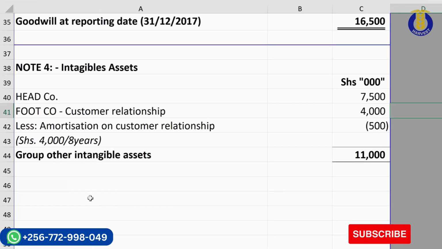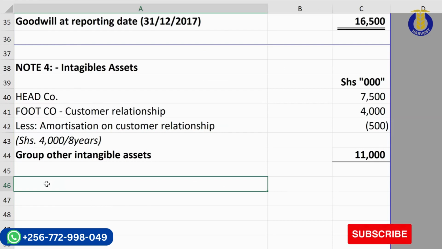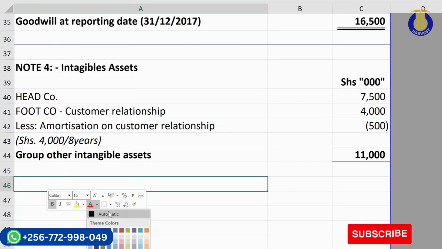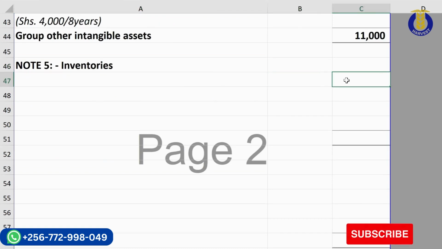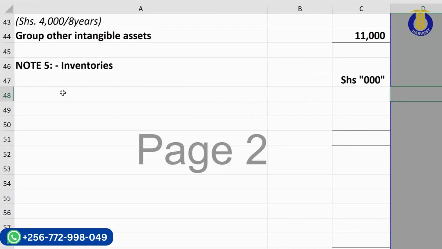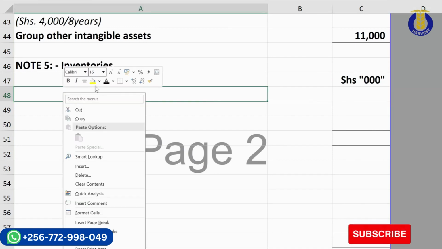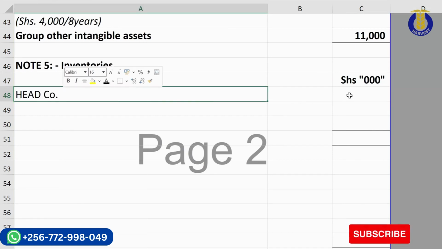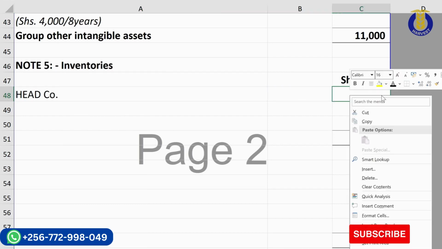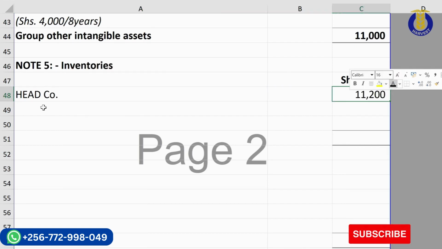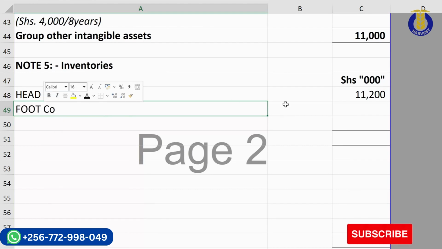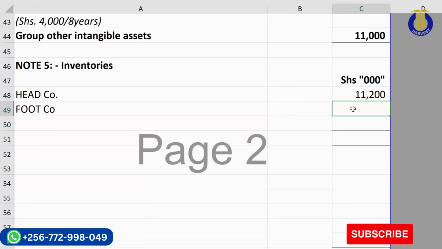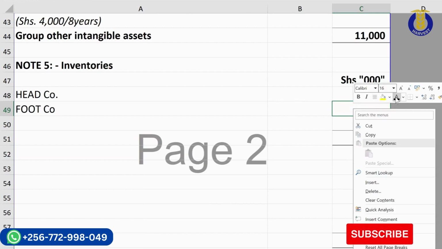On this sheet, I continue by recognizing the consolidated inventories, or what I may call the group inventories. Among the group inventories, we have the inventories of head company, which is 11,200, and the inventories of foot company, the subsidiary, which is 8,400.